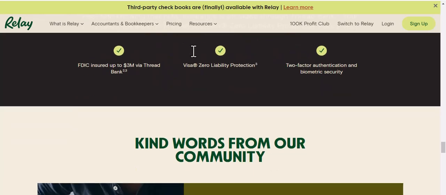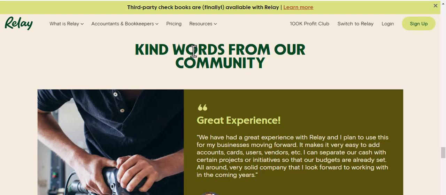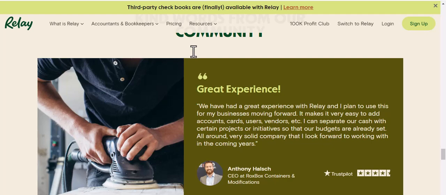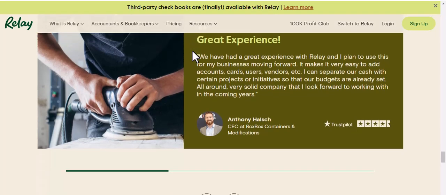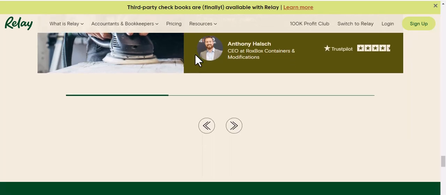This is where the magic happens. Relay allows you to create custom labels that are relevant to your specific business needs. For example, instead of a generic supplies category, you could create more specific labels like office supplies, marketing materials, or software subscriptions. This level of granularity provides a much clearer picture of where your money is actually going.